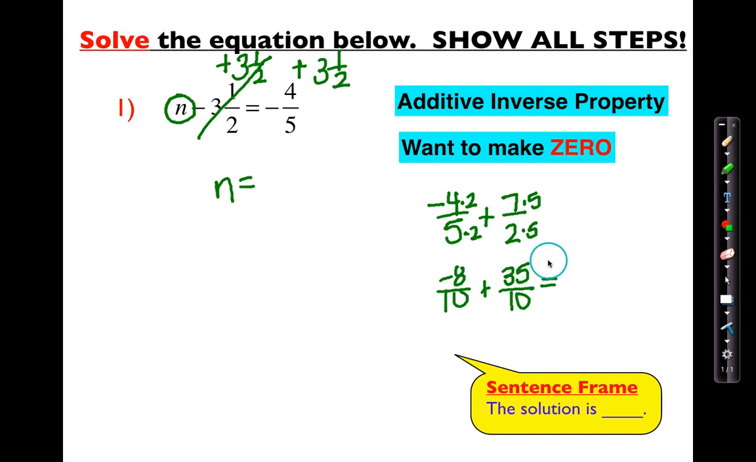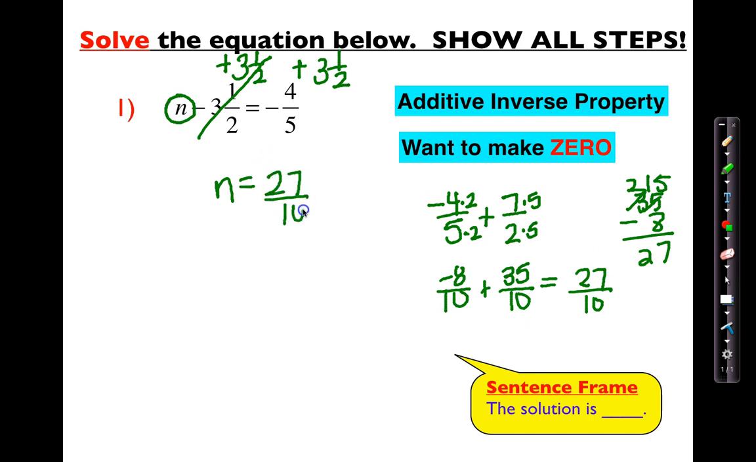So here, there are more positives. How many more positives are there than negatives? Well, let's do some extra side work and figure that out. This is going to be 15, it's going to be a 2, so we're left with 27/10. It is positive. Why? Because there are more positives than there are negatives. And this is already reduced. So I'm going to go ahead and say my answer is n equals 27/10.